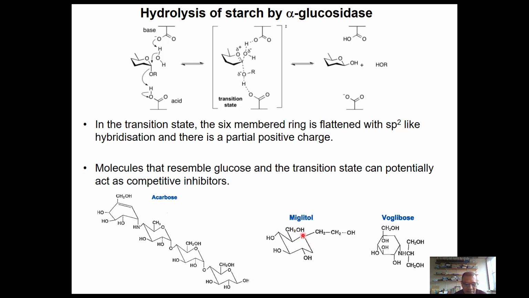You'll see a nitrogen here, and also in Acarbose here, that under physiological conditions will be protonated and bear a positive charge. That can also aid in enzyme recognition because in the transition state, this oxygen has a partial positive charge. We'll look in more detail at Acarbose on the next slide.